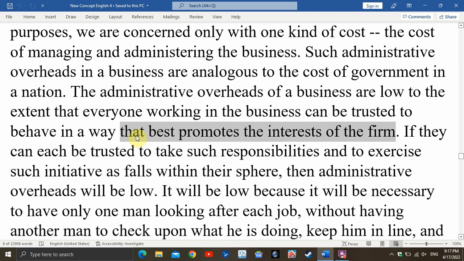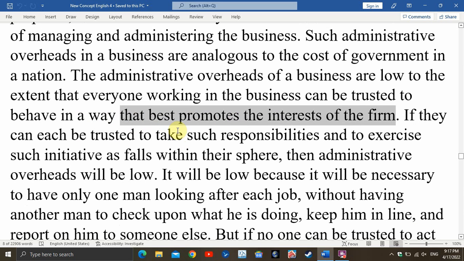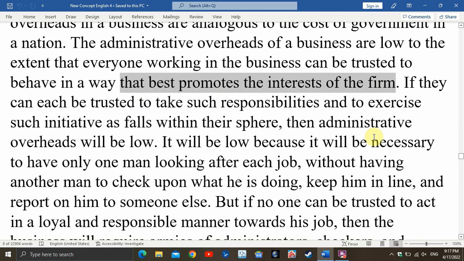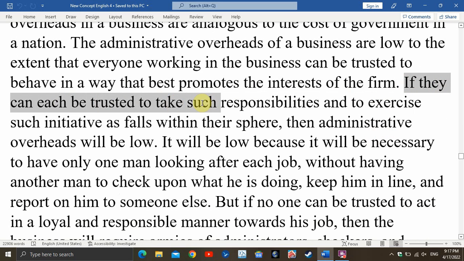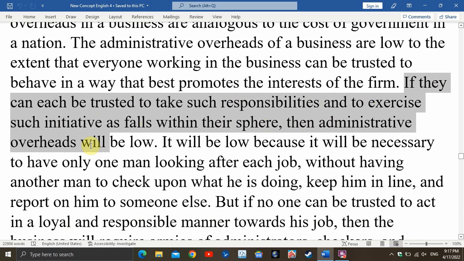the way which best promotes，那么这个是一个定语从句，修饰这个 way。The way best promotes behavior in the way that the way best promotes the interest of a firm，那么这个是定语从句。If they can each be trusted to take such a responsibility and exercise such initiative as falls within the sphere, then the administrator will be low.